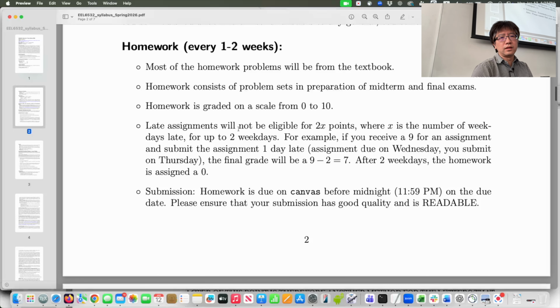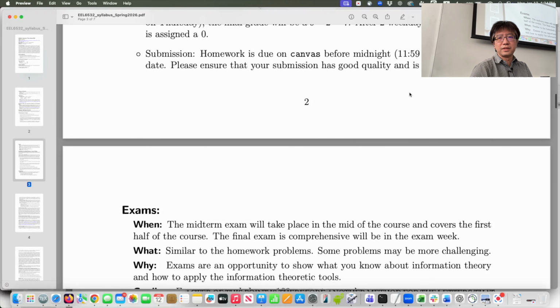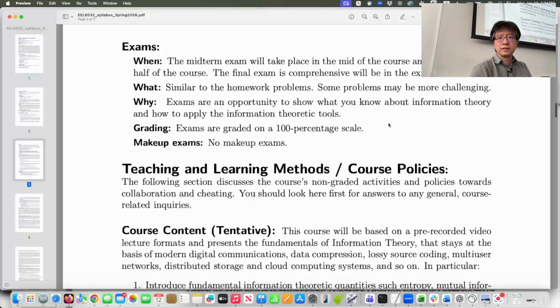And also the late policy. If you're late by X days, then you'll be subtracted by 2 times X. I have an example here: if you're late for 1 day and you got 9, then you got 7. Weekends don't count. For example, if the due date is Friday and you give it to me on Monday, I will only subtract 2 points. All the homework will be due at 11:59 p.m. on the due date.